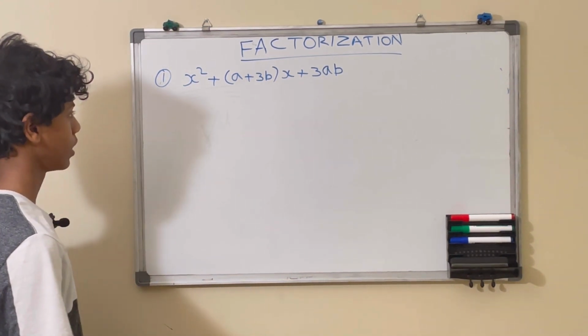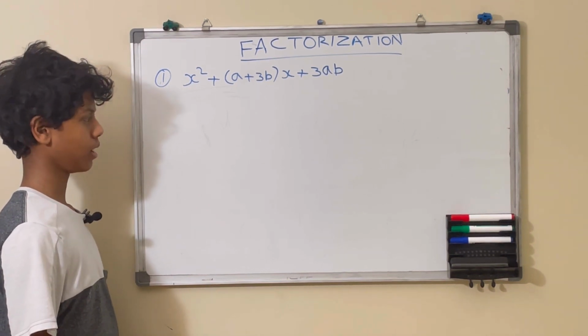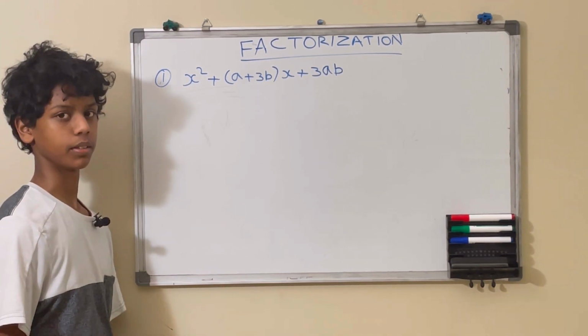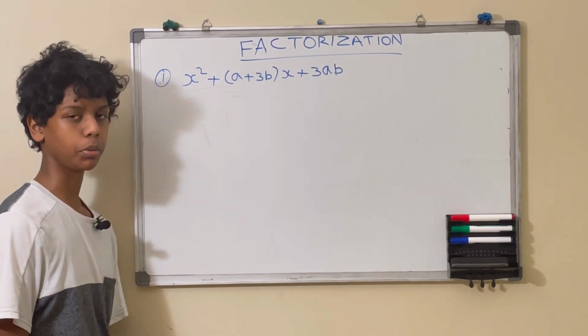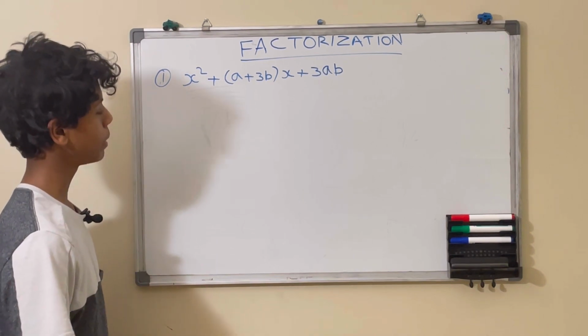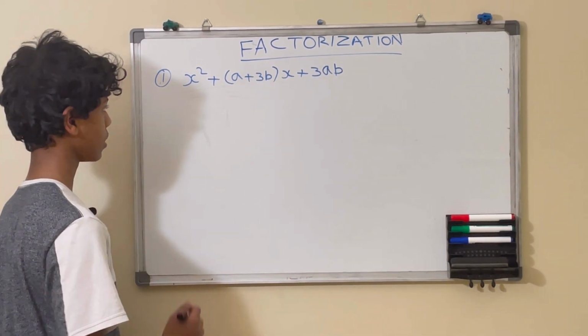Question 1. x squared plus (a + 3b)x plus 3ab. Now this question is the same as the questions we did in Part 4. We can use our simple method, the cross multiplication method, to factor this.